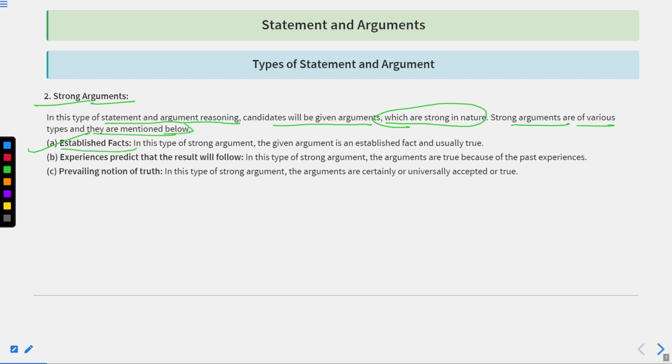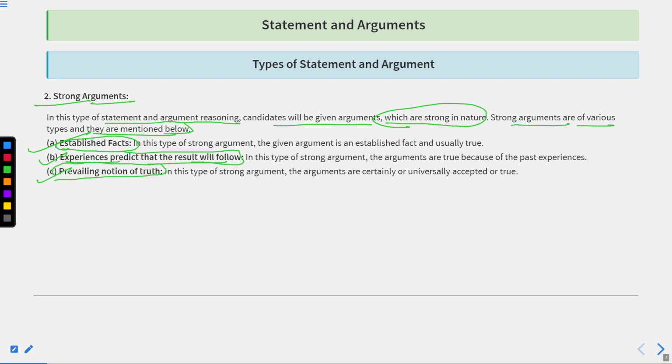Established facts. If the argument is based on an established fact, then that argument has to be taken into consideration. Or experiences predict that the result will follow. On the basis of experiences, if any argument has been given, that argument has to be considered a strong argument. And in the same manner, prevailing notion of truth.